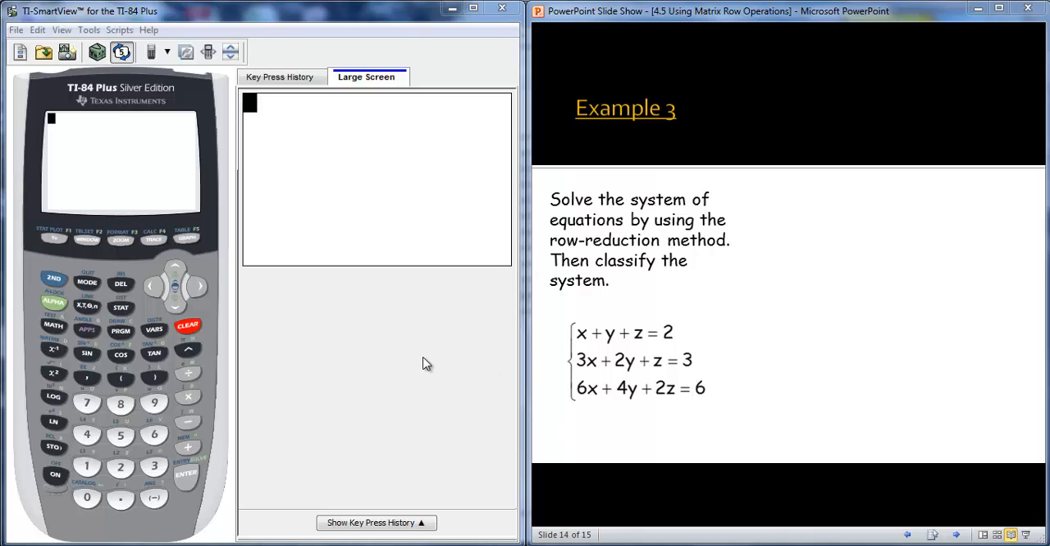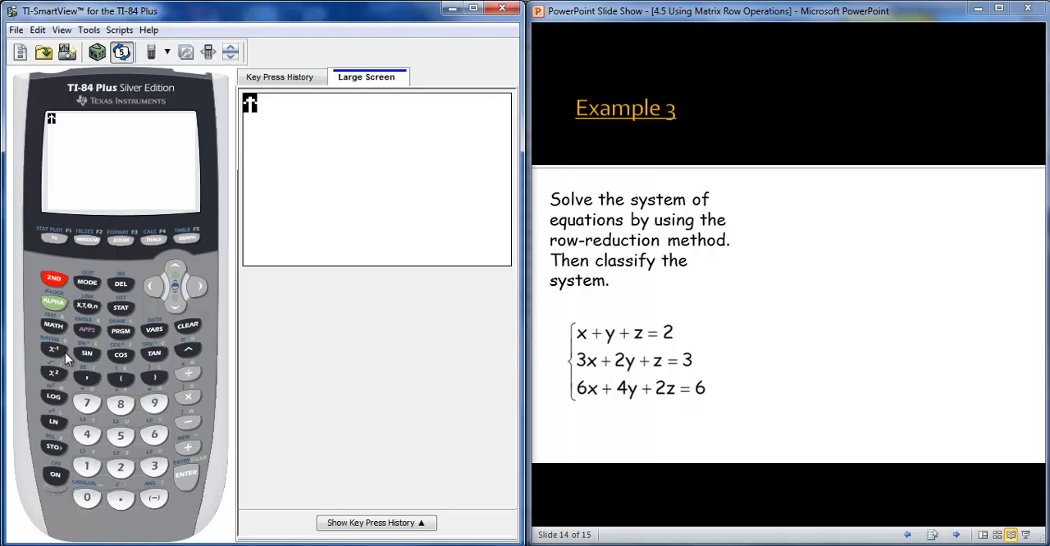Okay, so we have another equation here where it's a 3 by 3. And we're going to go ahead and solve this using the calculator, using that row reduction method. The first thing I'm going to do is write this as an augmented matrix. So the coefficients of the variables, and I'm going to double check everything's xyz, xyz, xyz. All the x's, all the y's, all the z's, and all the constants are in columns.